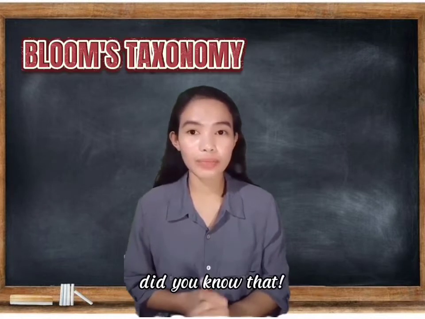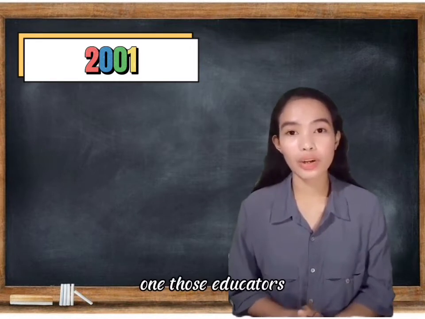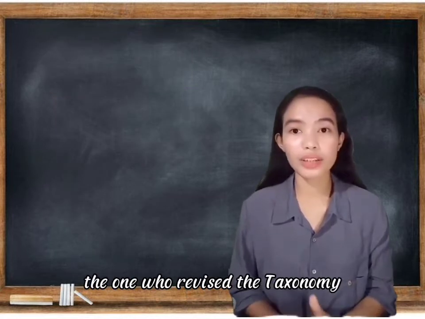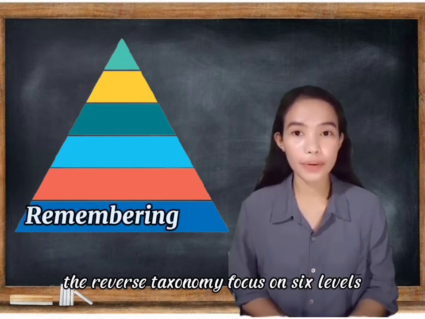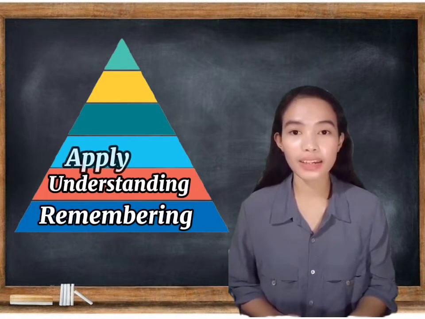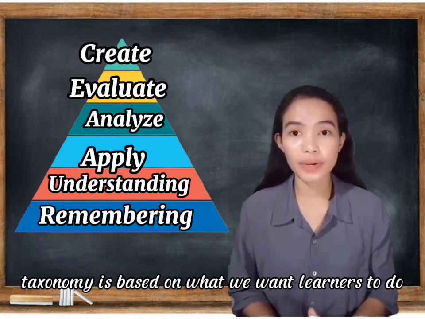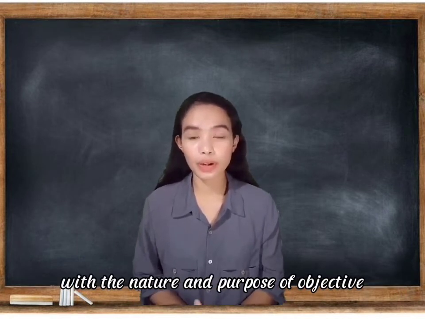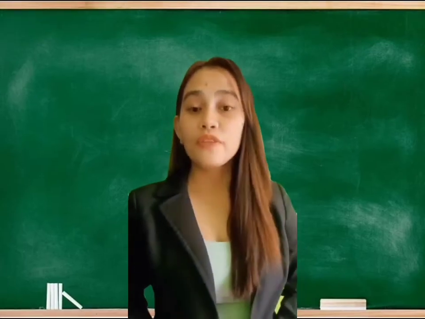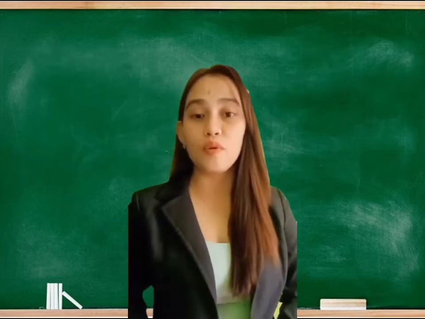Did you know that the original Bloom taxonomy has changed? In 2001, one of those educators was Lorin Anderson, a former student of Benjamin Bloom, the one who revised the taxonomy. The revised taxonomy focused on 6 levels: remember, understand, apply, analyze, evaluate, and create. The revised taxonomy is based on what we want learners to do, which is more congruent with the nature and purpose of objectives.